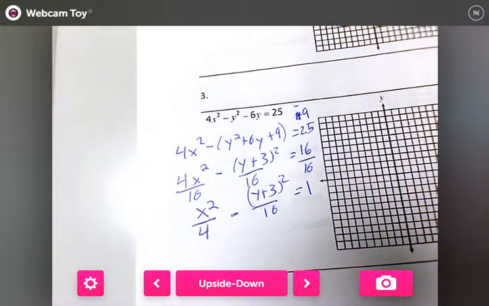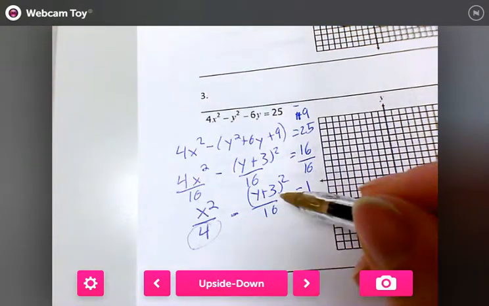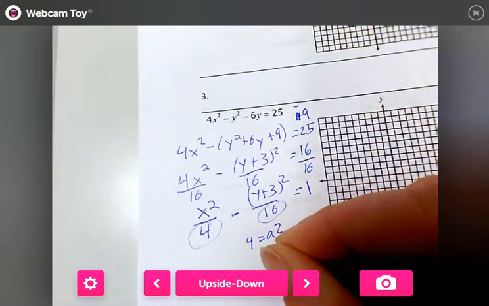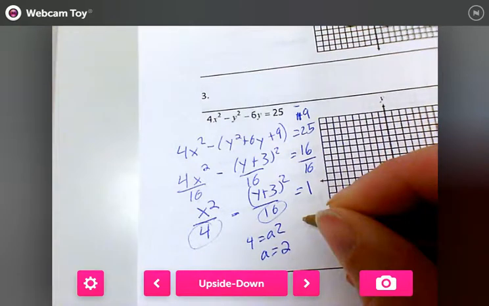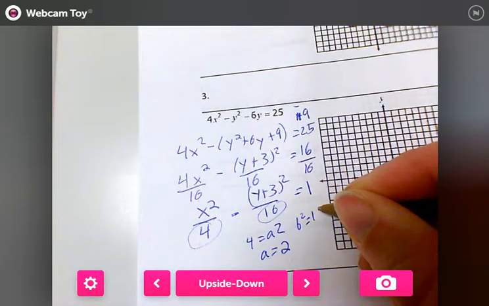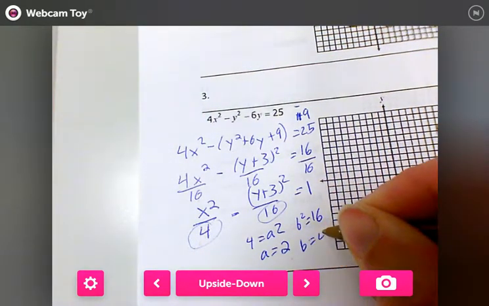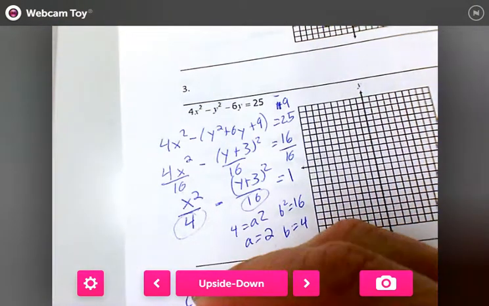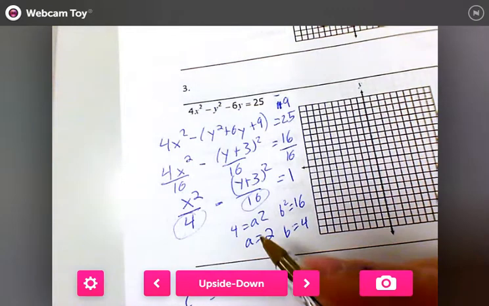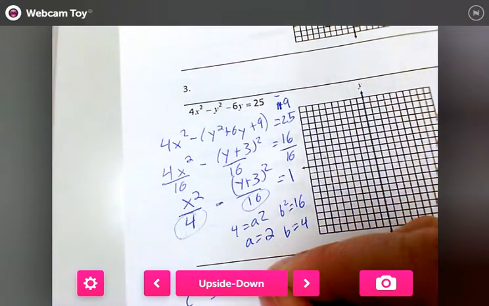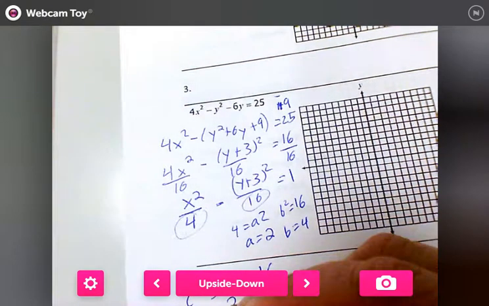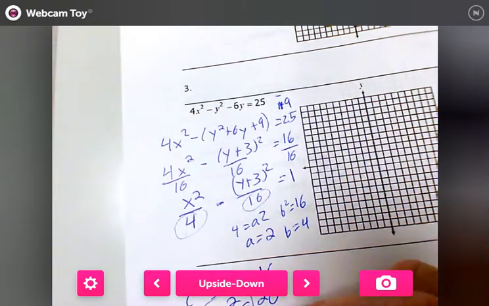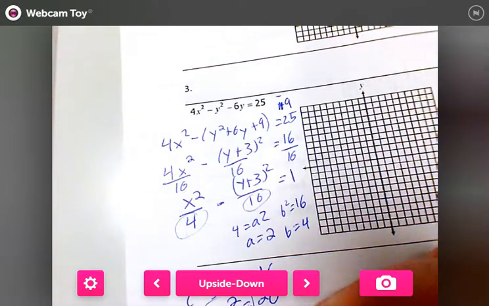Okay, now to find a and b, it's pretty easy. 4 equals a squared, so a equals 2. B squared equals 16, so b equals 4. Okay, and then c squared equals a squared plus b squared. So c squared equals 20. So the square root of that is 4.47, plus or minus.